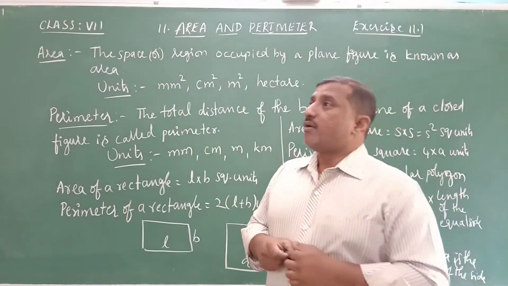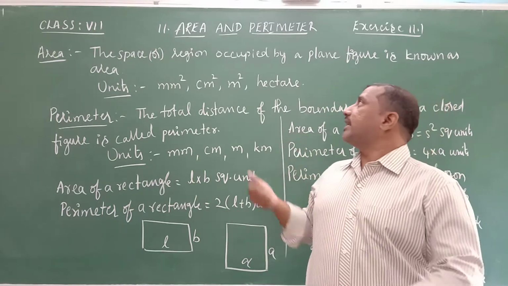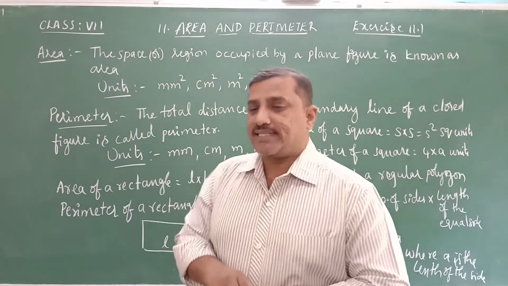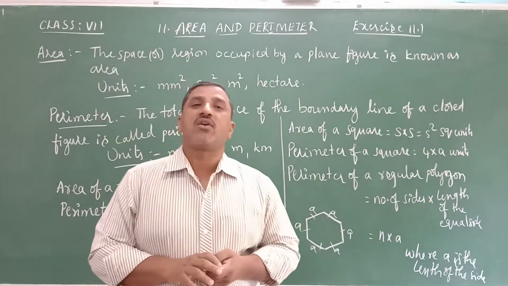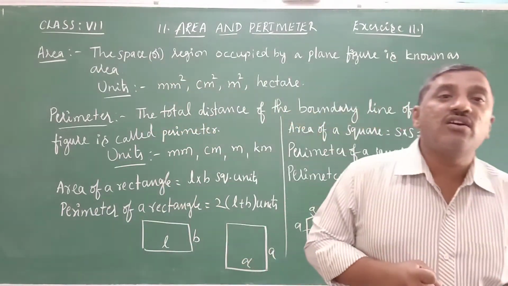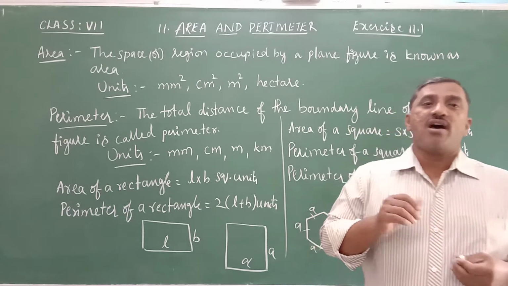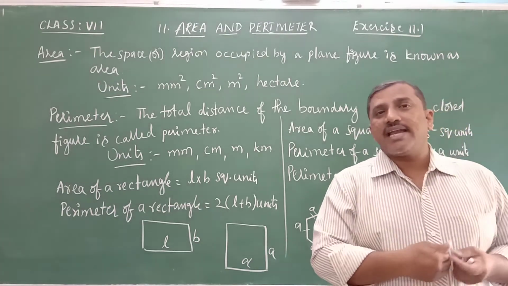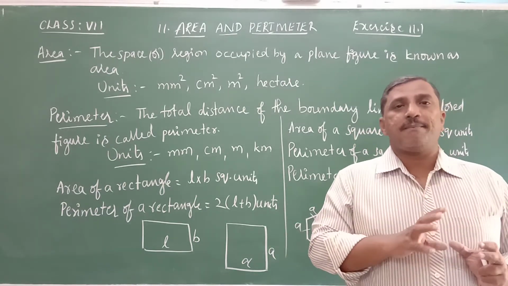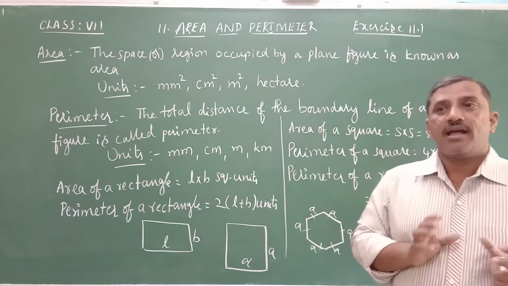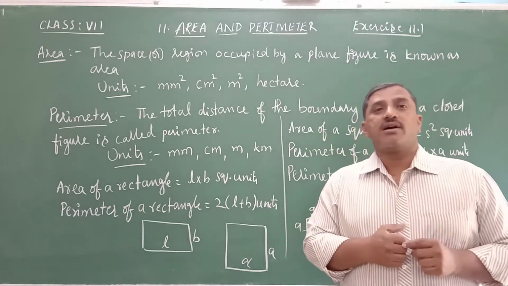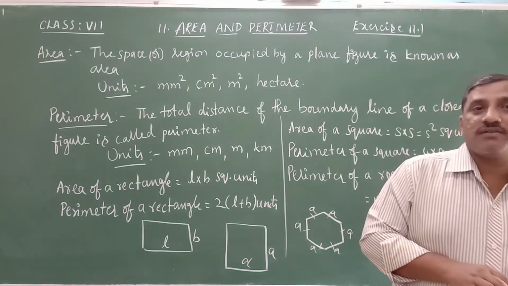Now, what are we going to study in this chapter, area and perimeter. The first topic is the review of class 6, that is area and perimeter of rectangle, square, and the perimeter of regular polygons. Then in class 7 we will study areas of some plane figures like a parallelogram and a triangle. Then area of a circle and circumference of the circle.